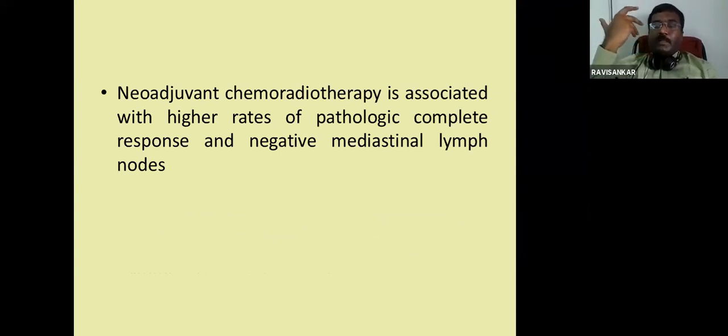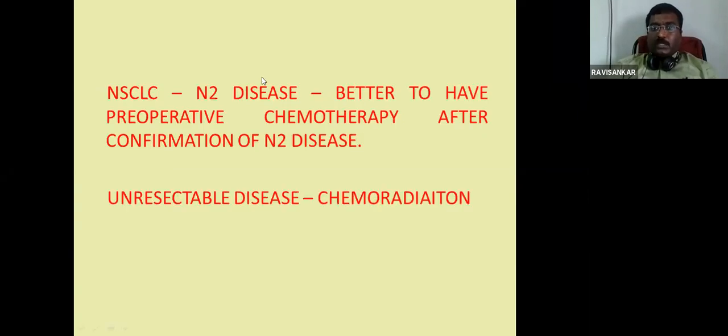The preoperative treatment can be preoperative chemotherapy or preoperative chemoradiation. Preoperative chemoradiation is associated with higher rates of pathological complete response and negative mediastinal lymph nodes. This is the important thing. If you find N2 disease, better to have preoperative chemotherapy after confirmation of N2 disease. If it's unresectable disease, you can go for a definitive chemoradiation. This is a very important slide.